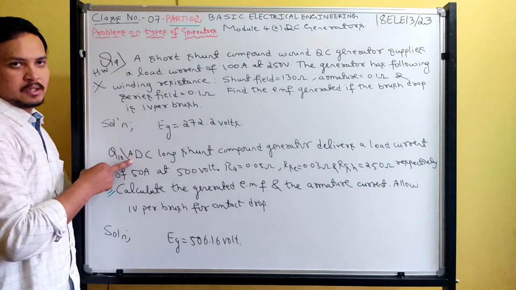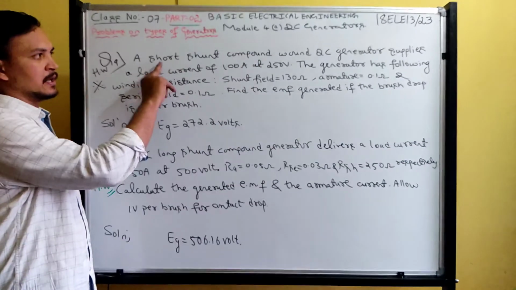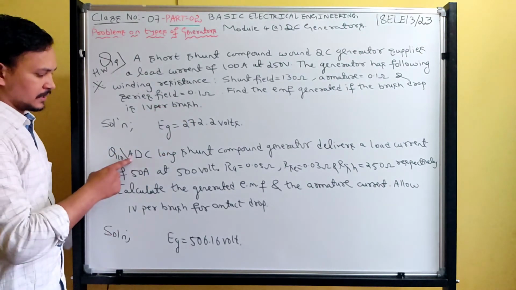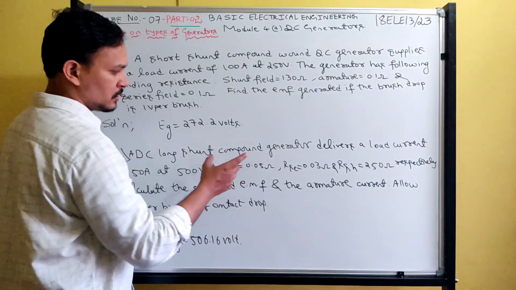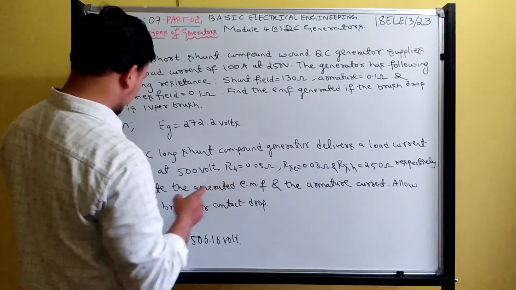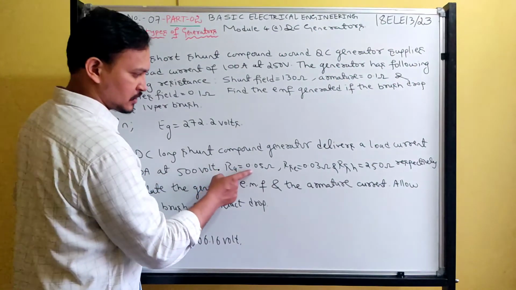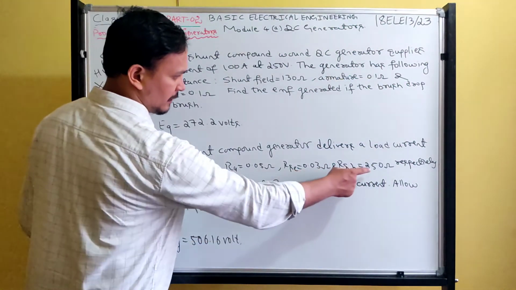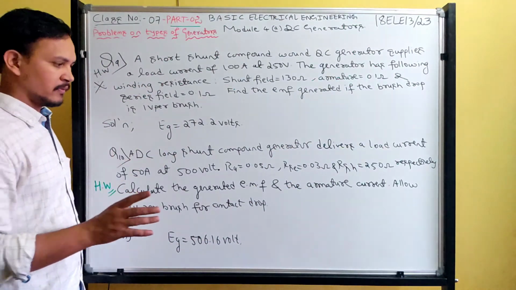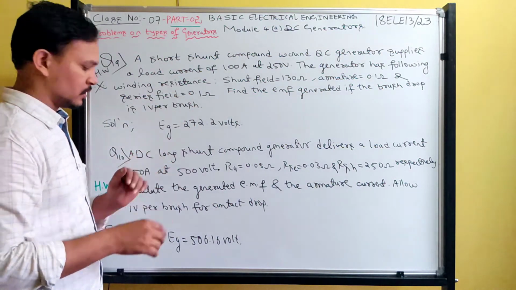Next, a DC long shunt compound generator. If you don't know how to do this, refer to the previous problem, question number 8, because I did a problem on the short shunt compound generator. Refer to that and try to solve this question. For this, refer to the long shunt compound generator problem. It delivers a load current. See, IL is given 50, Vt is 500, Ra this much, RSC 0.03 and RSH 250 respectively. See here, lamps and all are not given. Whenever lamps are not given, you simply write the load on the output side. That's it. Okay.